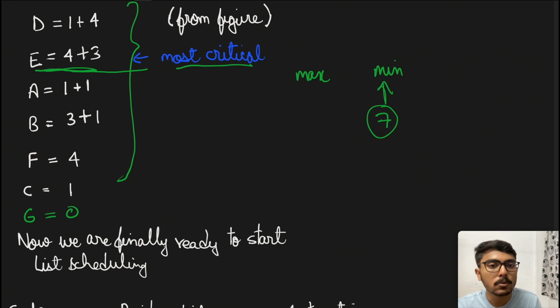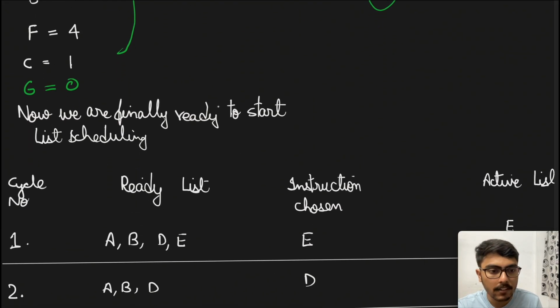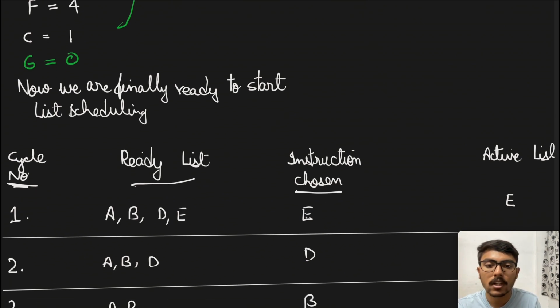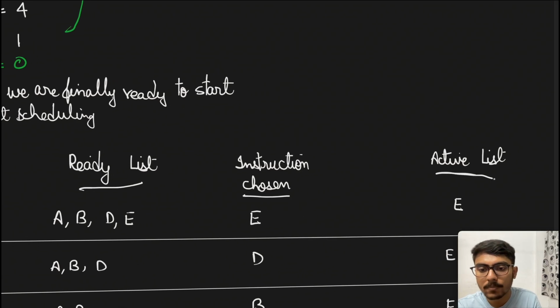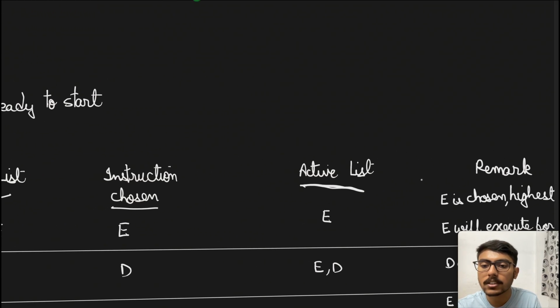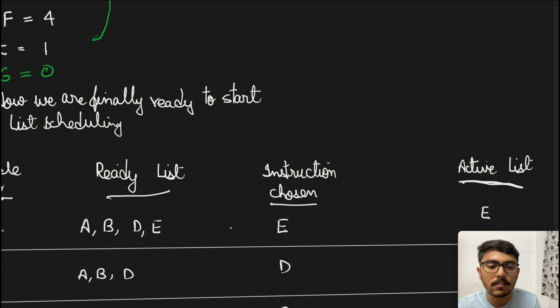Now we are finally ready to start list scheduling. List scheduling will have some format. In the format, the first thing is the cycle number, right? We need to determine which cycle number we are currently at. Then we have the ready list, then the instructions chosen, which instruction we have currently chosen. Then we have the active list, and I will share some remarks based on what we do, which I will discuss in a while.